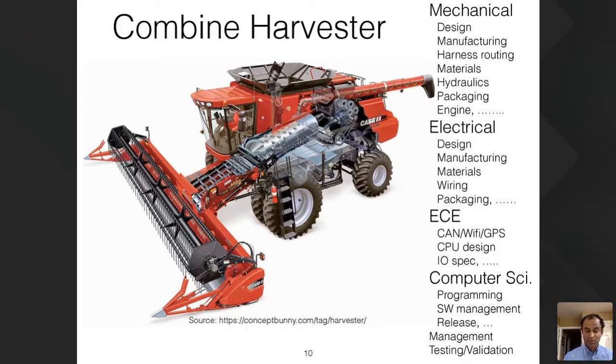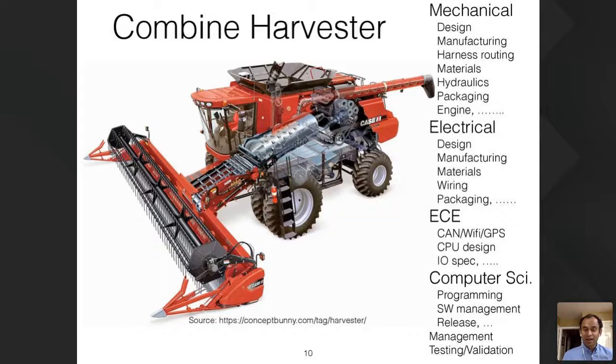Materials, you have to choose the correct materials, because you're always coming in contact with water and moisture, so you have to have corrosion resistant material. It has to hold the strength of different parts. So hydraulics, I mean, most of the actuators in the combine are actually rotary hydraulics, and there are some electrical too.